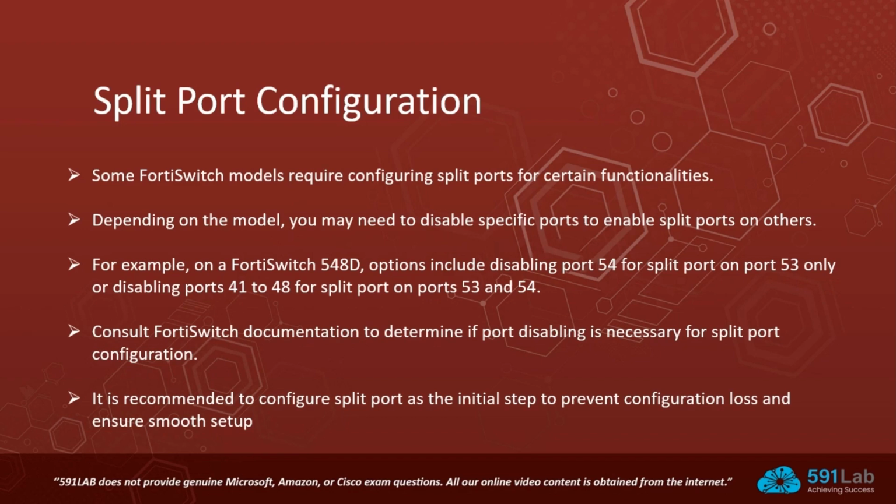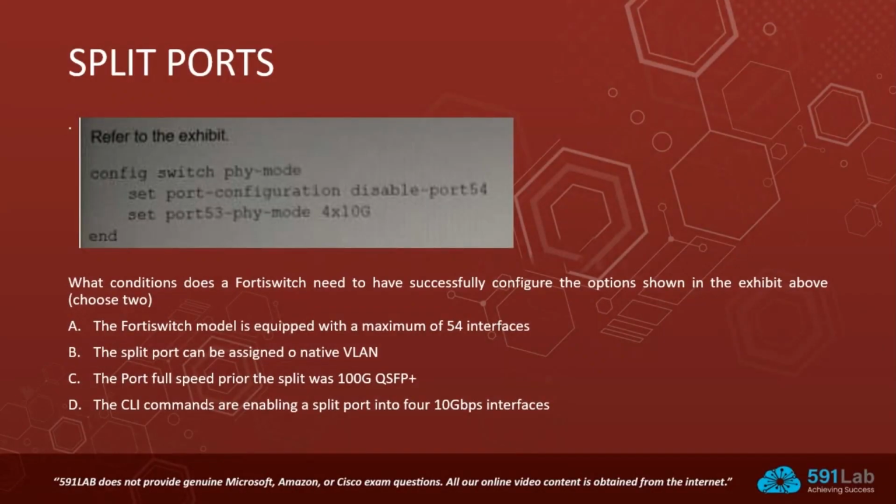As an example, on a FortiSwitch 548D model, you have two port configuration layout options. Option 1. Disable port 54 so you can enable split port on port 53 only. Option number 2. Disable port 41 to port 48 so you can enable split port on both port 53 and port 54. Let's go back to the question and find out what is the correct answer.